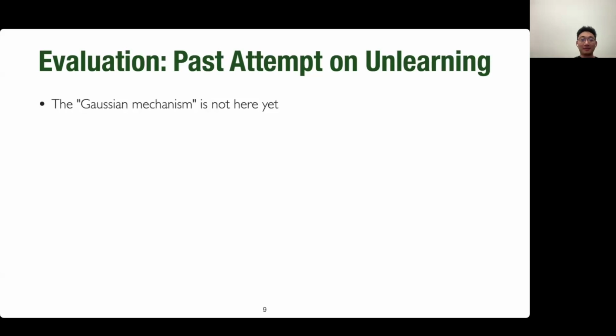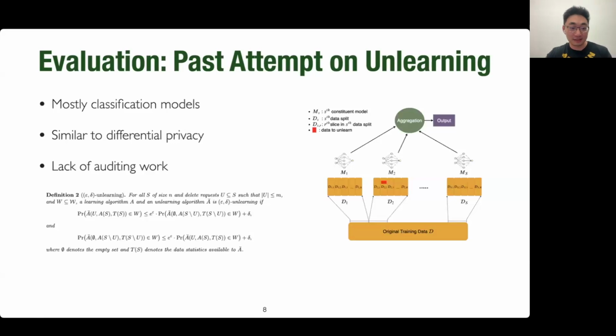So overall, the Gaussian mechanism moment is not here yet. For the privacy people, Gaussian mechanism is essentially you're injecting Gaussian noise into your training algorithm, which guarantees differential privacy. It's very hard to enforce unlearning on the other hand. Well, actually, one thing I want to point out before is if the learning algorithm A is differentially private, then you need to do nothing for unlearning, right? So if A satisfies differential privacy, then it automatically satisfies the epsilon delta unlearning definition. So strictly speaking, unlearning is strictly easier than DP.